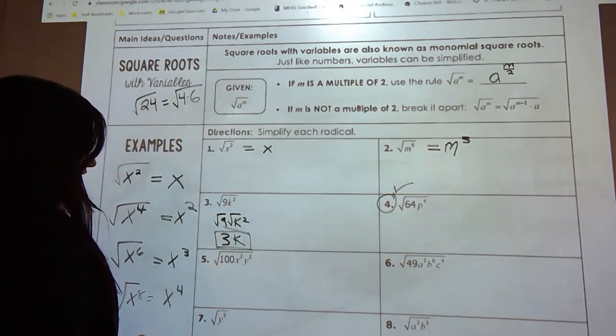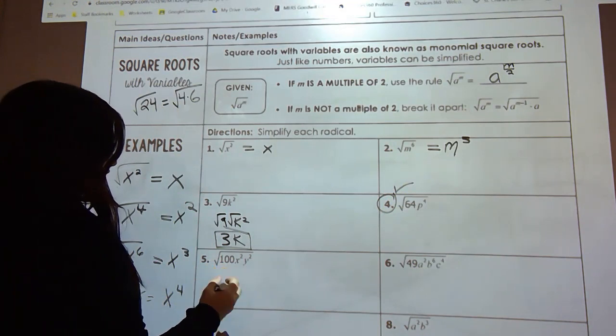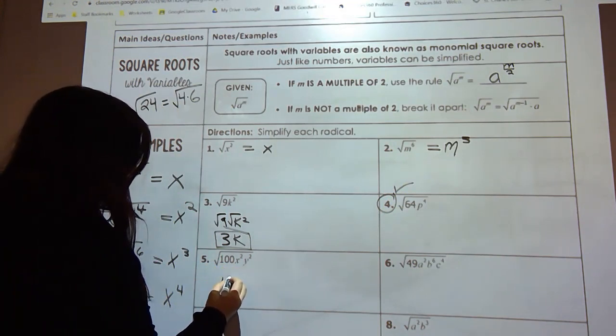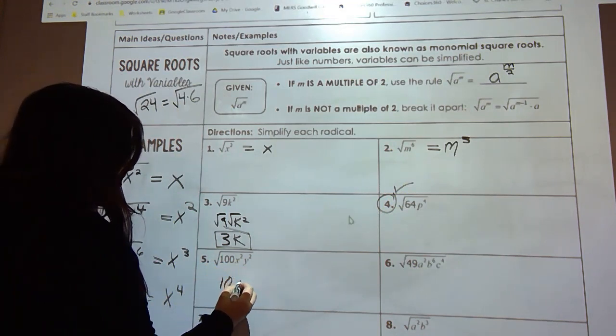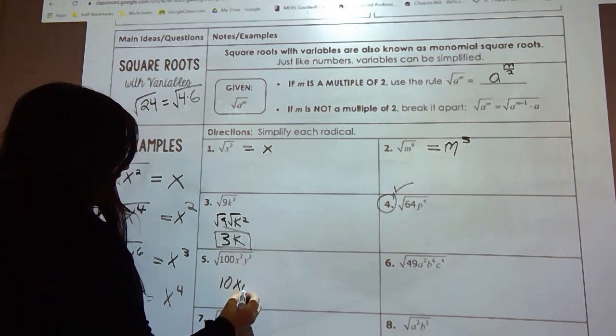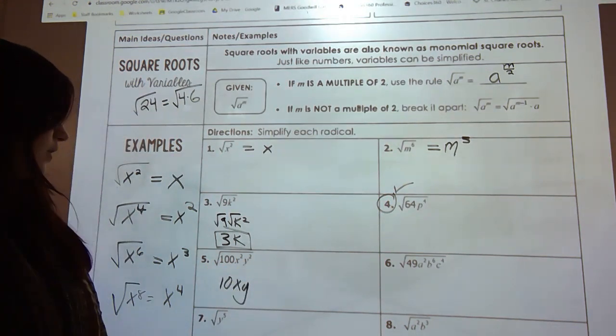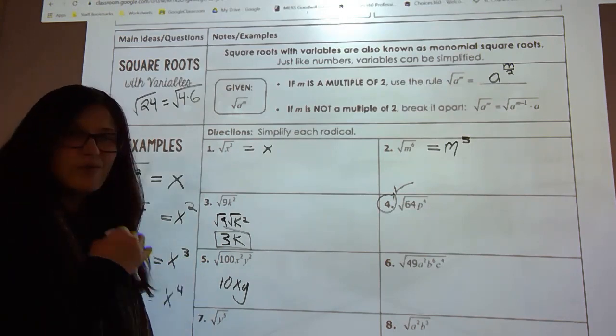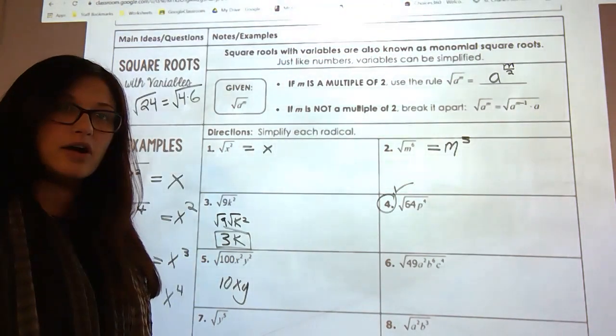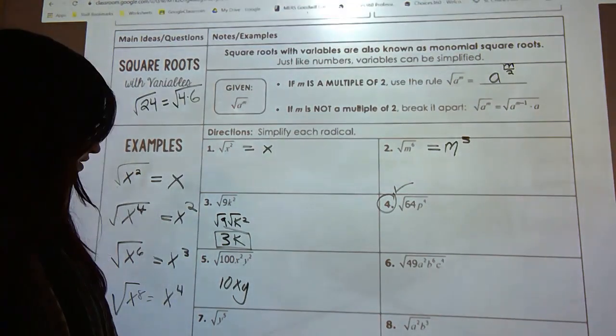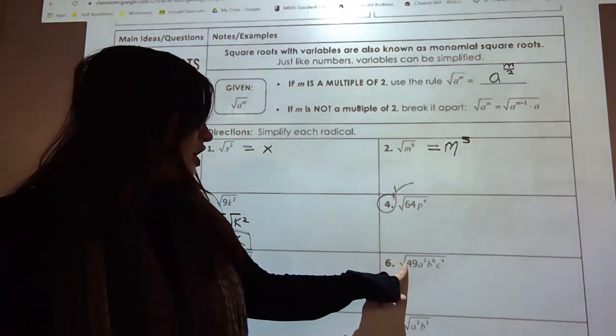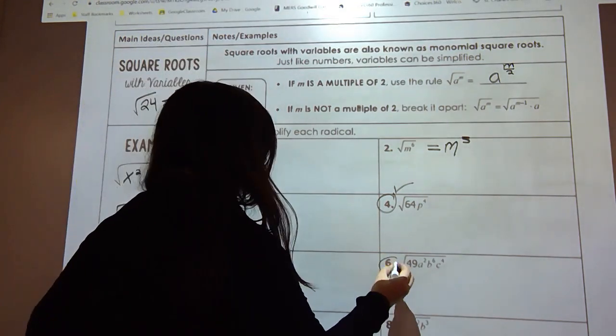Let's do number 5. The square root of 100 is 10. The square root of x squared is x, and the square root of y squared is y. Okay, you see how I got away with not writing out me breaking that apart? You don't have to always break that apart if you don't want to. I'm going to let you do number 6.